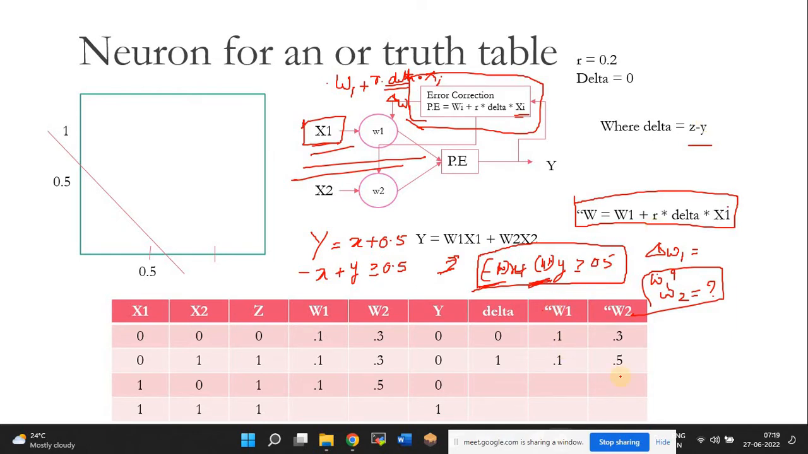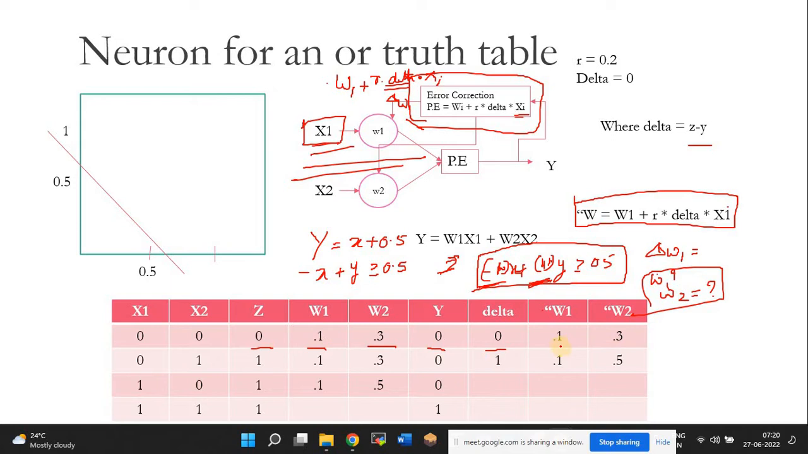What is the desired output here? Z. What is the actual output that came? Let's look at it here. When 0.1 and 0.3 was used, the actual output was 0 and the original output was 0. When you run through this whole equation, this is what it came to. So the delta is 0, right? 0 minus 0 is 0, and the original value that was given is 0.1 and 0.3.